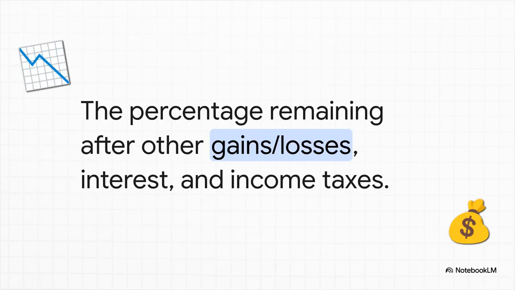The crucial point here is that this ratio is the bottom line reality. This is the percentage of sales that remains after absolutely everything has been accounted for. So that includes the core operating expenses, sure, but it also subtracts other gains or losses, the interest expense from debt, and, of course, income taxes. This metric finally takes into account the effects of a company's financial structure, how much debt they're using to finance their operations, and their specific tax burdens.